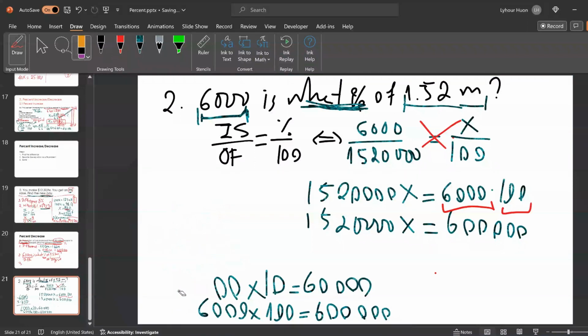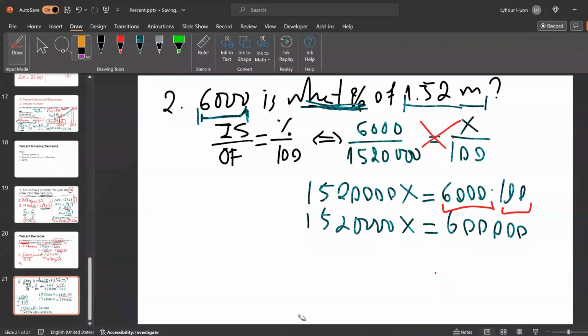When multiplied by 100, just add two zeros. When multiplied by 10, add one zero. If multiplied by 1,000, add three zeros.